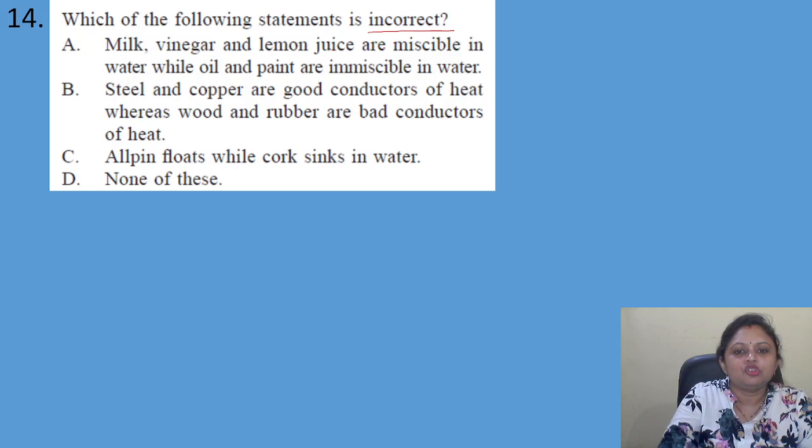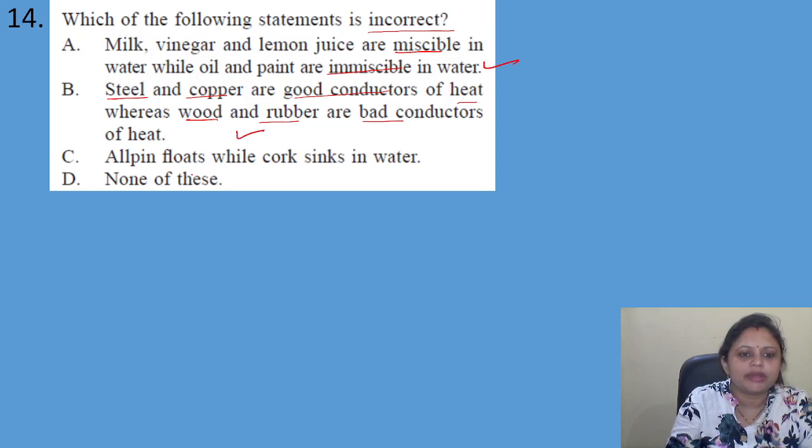Milk, vinegar, lemon juice are miscible in water. Oil, paint are immiscible in water. This one is correct. Steel and copper are good conductor of heat. Yes, they are metals. Wood and rubber are bad conductor of heat. Yes. Okay. So this one is also correct.